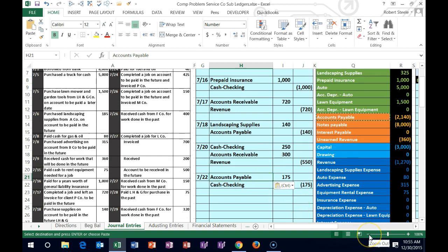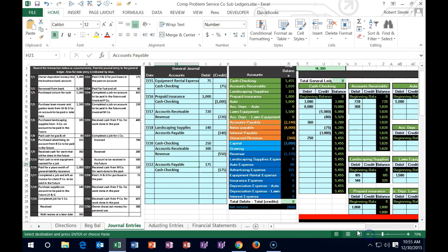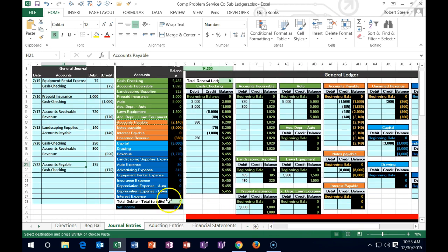So I'm going to make this smaller in the taskbar, bring it back down to 70 so we can see more of our stuff over here. So here's our journal entry. And the accounts payable is the first item. So we're going to say accounts payable is our first orange item. So if we look at the general ledger, accounts payable over here is the first time we're going to debit accounts payable, making it go down. It's a very exciting moment.